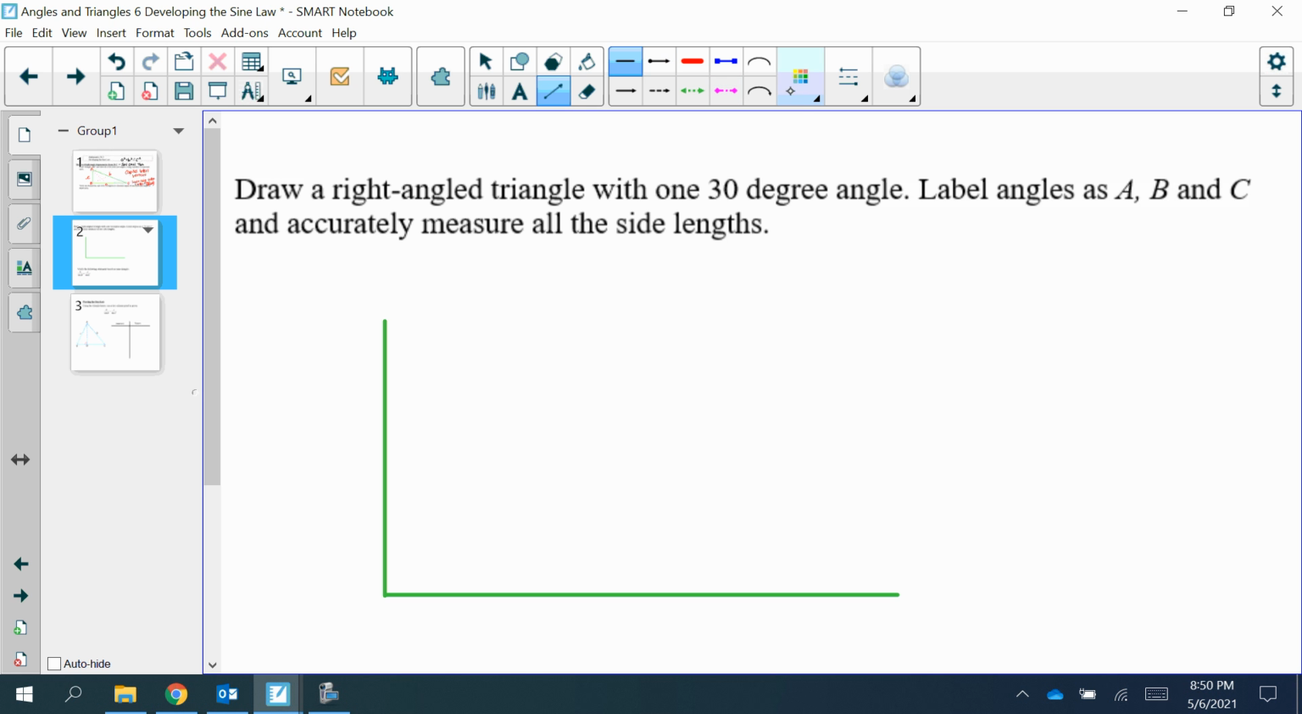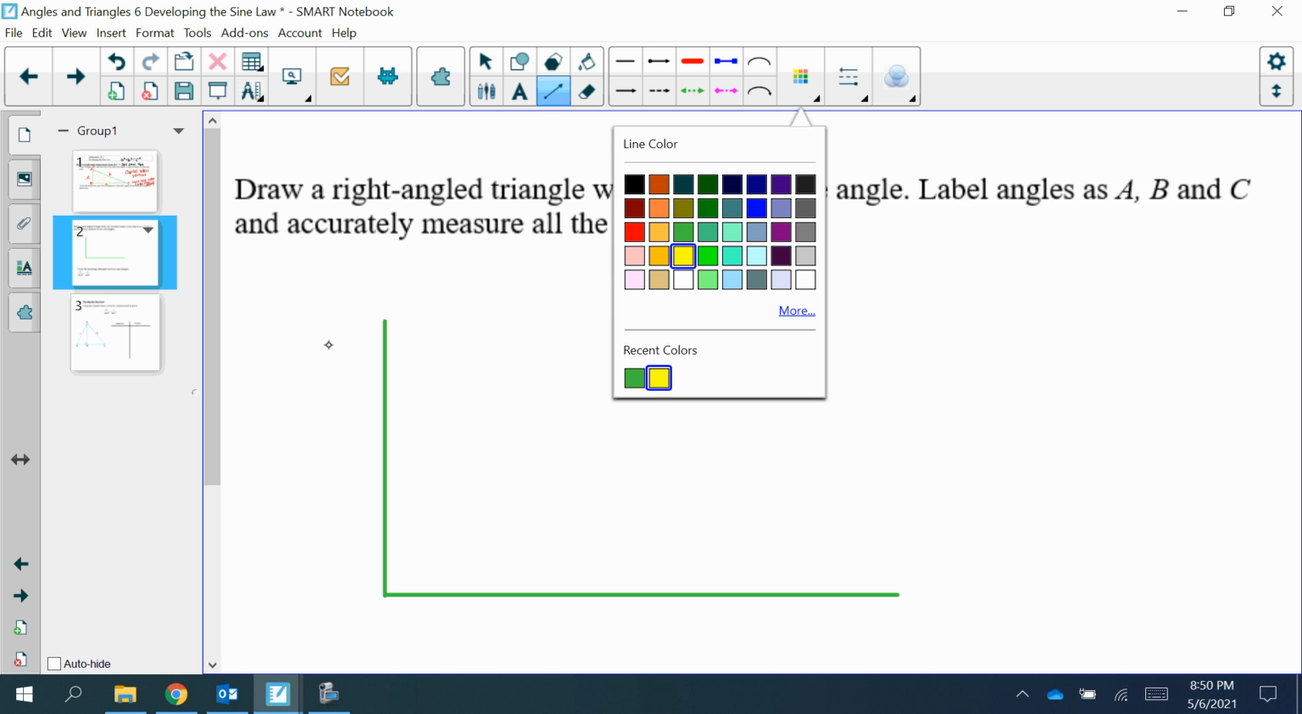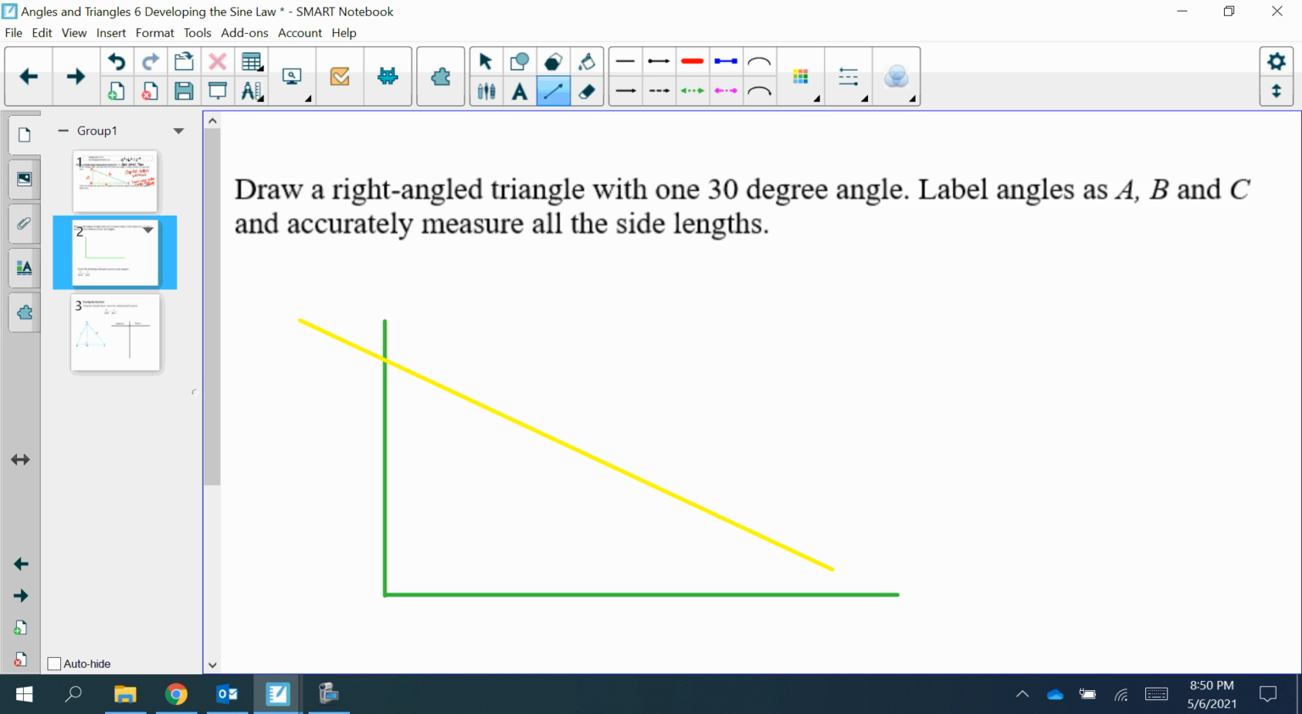So I would grab my protractor and use the little markings to figure out how to draw a 30-degree angle. I'm probably not at all right on this, but I might draw it like that.